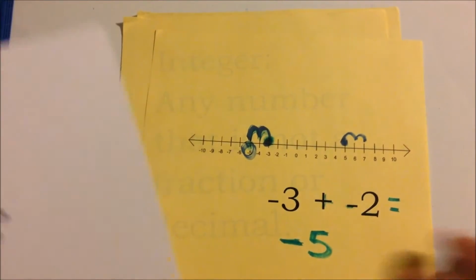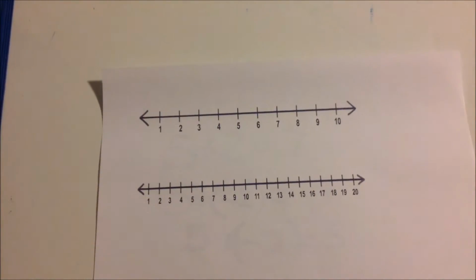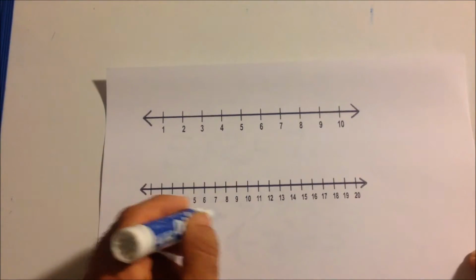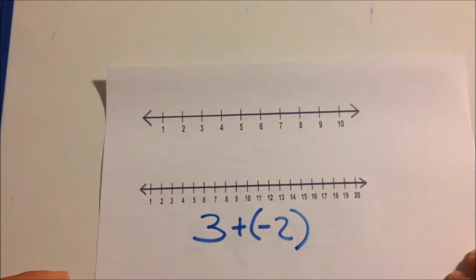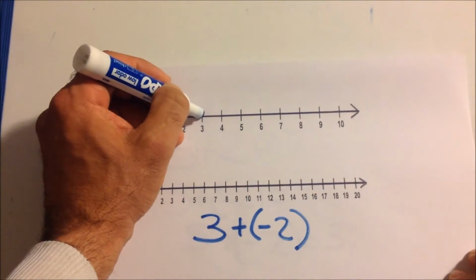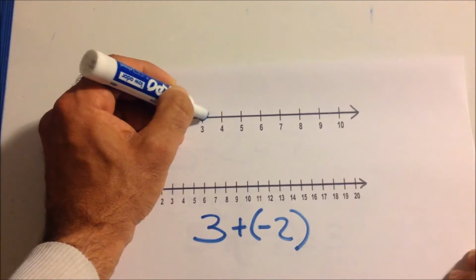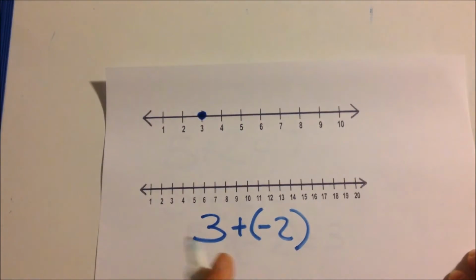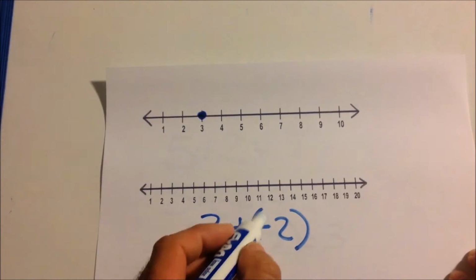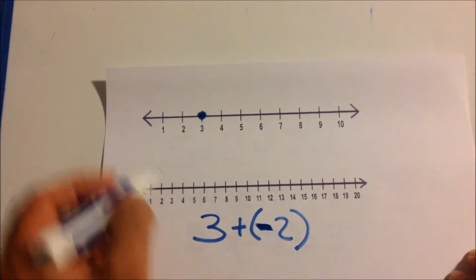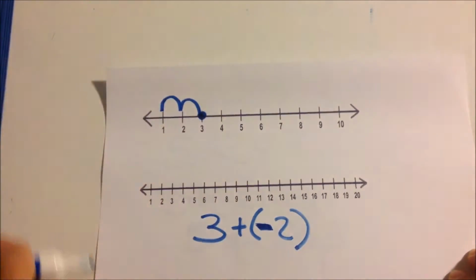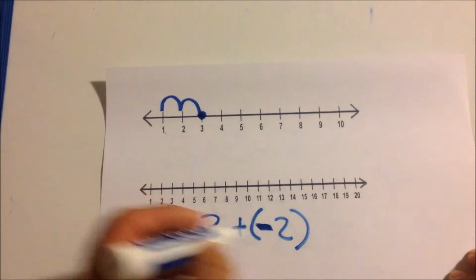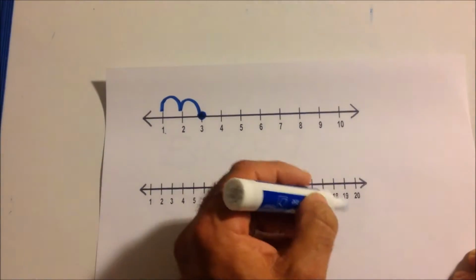Okay, let me get another number line here so we can go over this again. So again, let's say it was 3 plus -2. So start at the 3. We'll make a dot by the 3. Now when you see it says -2, anytime you see a negative, go to the left. So go 2 times to the left, and you'll have 1. So 3 plus -2 is 1.